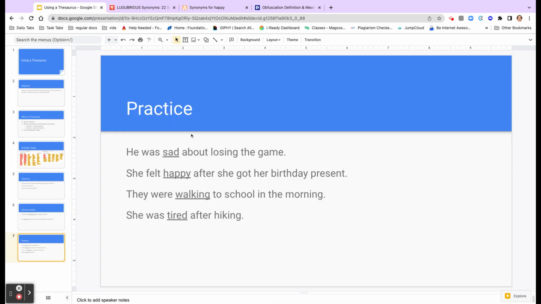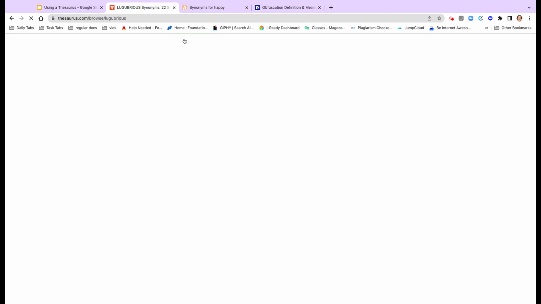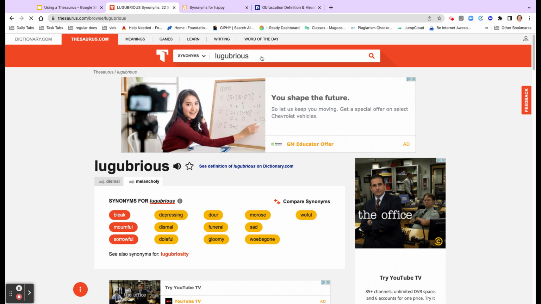So going back over here, we've done happy. We found a bunch of words there. So let's try walking. I'm sure you were able to find some great words there. And yes, this is not an adjective, this is a verb. And yes, there are synonyms for verbs.